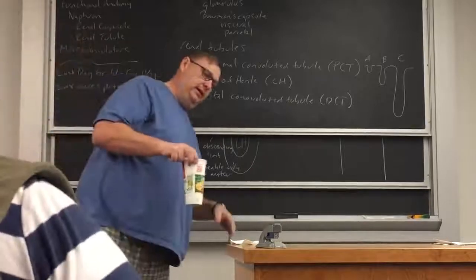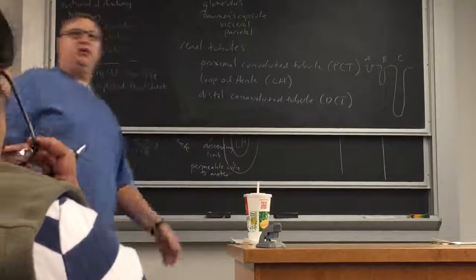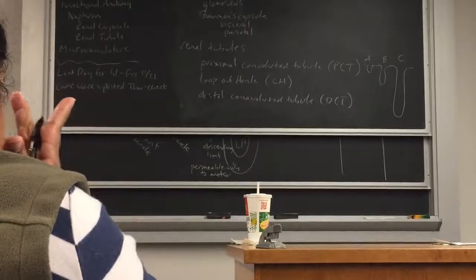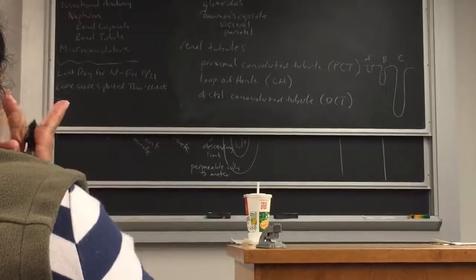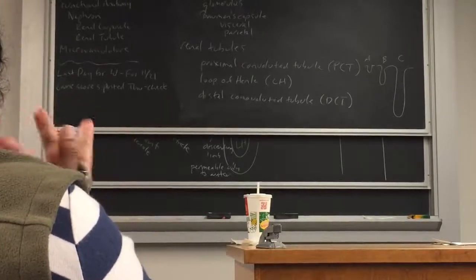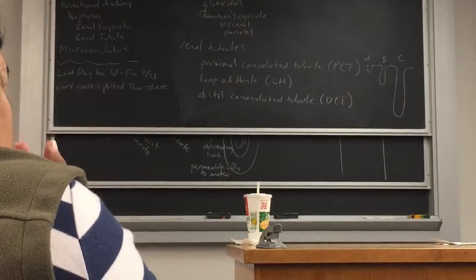So let's do a little quiz. Let's look at a fish, a kangaroo rat that lives in the desert, and a human. Which one's A? Fish. Why? Do fish need to concentrate and dilute urine? No, because they live where? In the water.